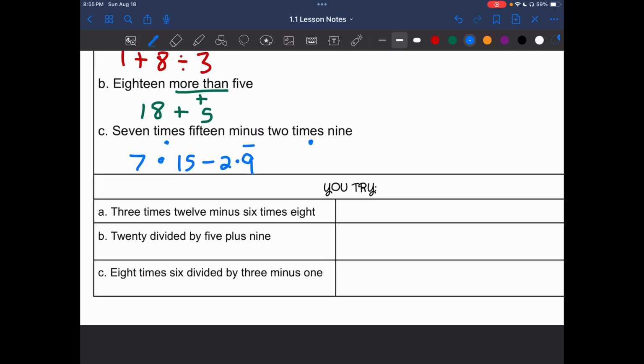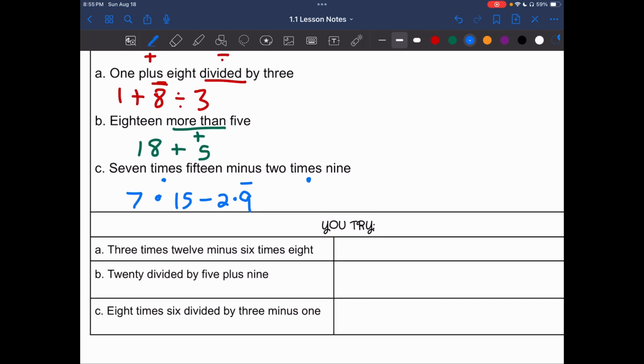So now we have 3 you-try problems. For these problems, I'm going to ask you to pause the video, do the work on your own, and then watch the video again and check your work to make sure that it is right. So for the first of the you-try problems, we have times, so we know we're doing multiplication. We have minus, so we're subtracting, and we have multiplication again right here.